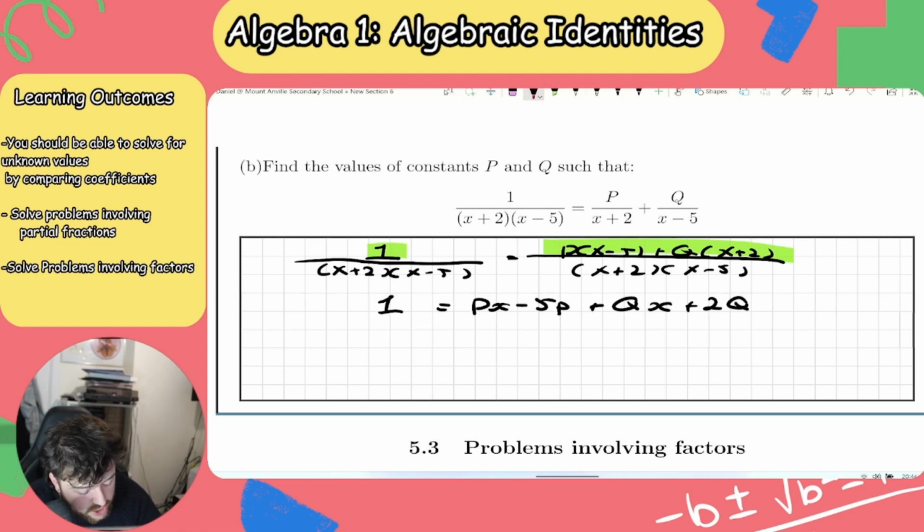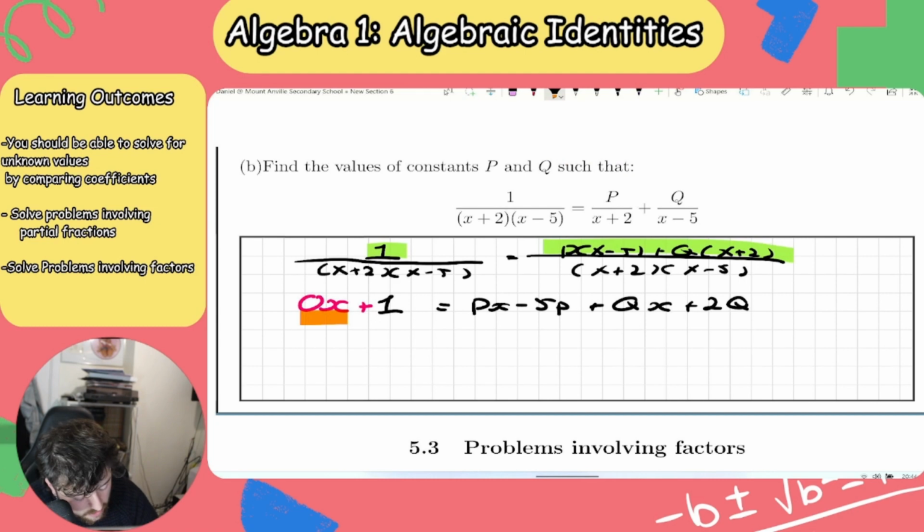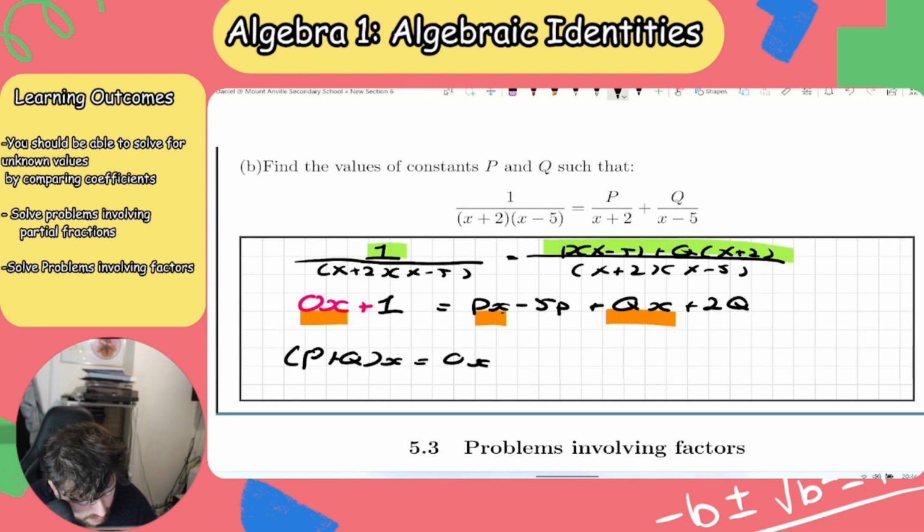Again, I don't have x's on my left hand side, so I'm going to add in a 0x to help me equate things. So I have 0x, px, qx. So I'm going to factor out the x between these two terms, and I'm going to be left with p plus q, x, is equal to 0x. p plus q has to equal 0. So p is equal to minus q. Again, the exact same thing is happening. p is equal to minus q.